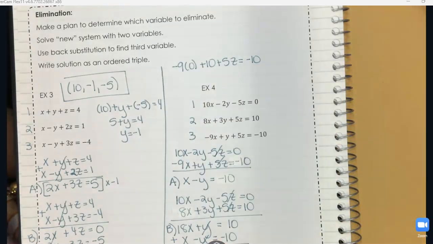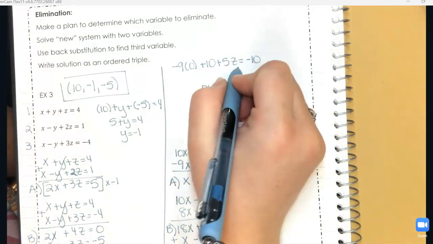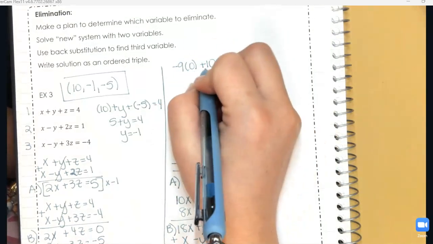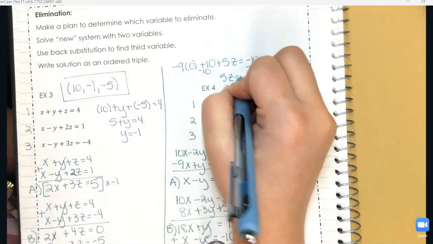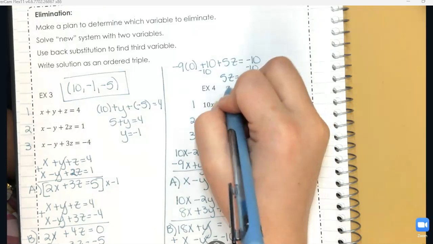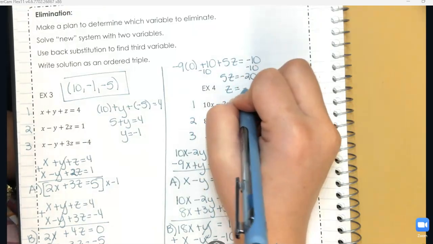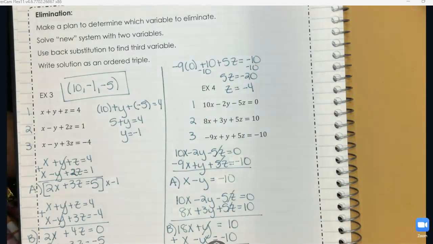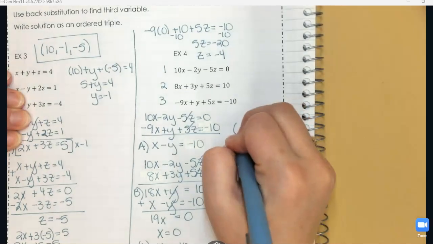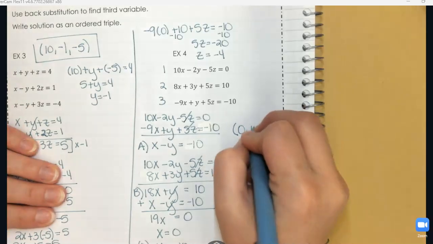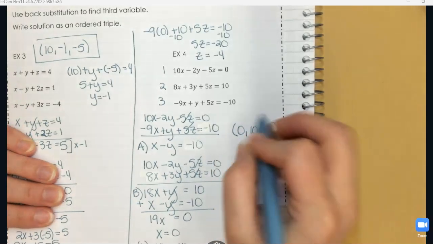So if I multiply this out here, this is 0, and then subtracting the 10 on both sides, I get that 5z equals negative 20. Dividing both of those by 5, I get that z is negative 4. So our final answer, as our ordered triple, is going to be 0 for x, 10 for y, negative 4 for z.